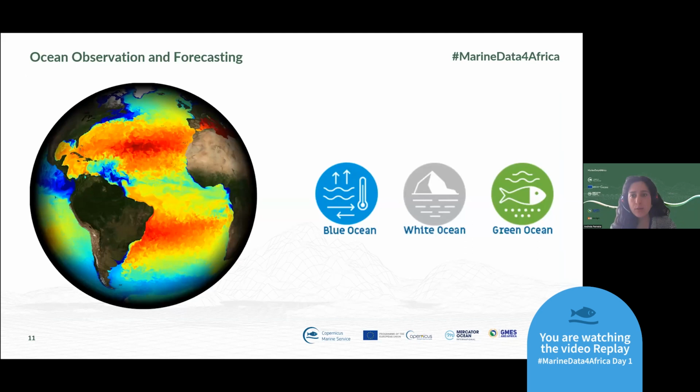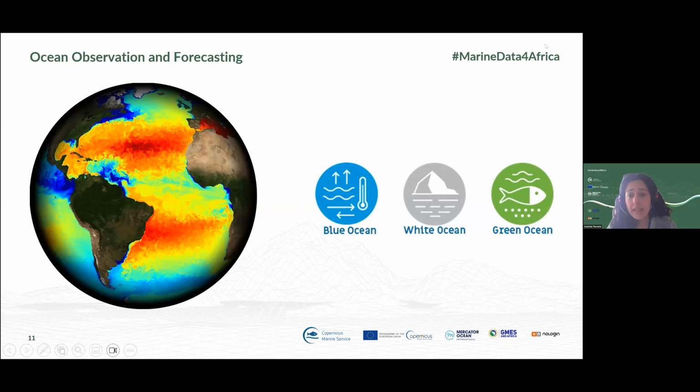So what kind of data is provided by the Copernicus Marine Service? The Copernicus Marine Service provides data on the blue ocean. When we say blue ocean, this means information and data on ocean currents, winds, and temperature. It also provides data related to the white ocean, as we call it, which is sea ice, and also on the green ocean. This means chemistry, so oxygen content, CO2 content, but also phytoplankton and algae production. So these 3 types of data, in a very broad way, are provided by the Copernicus Marine Service.